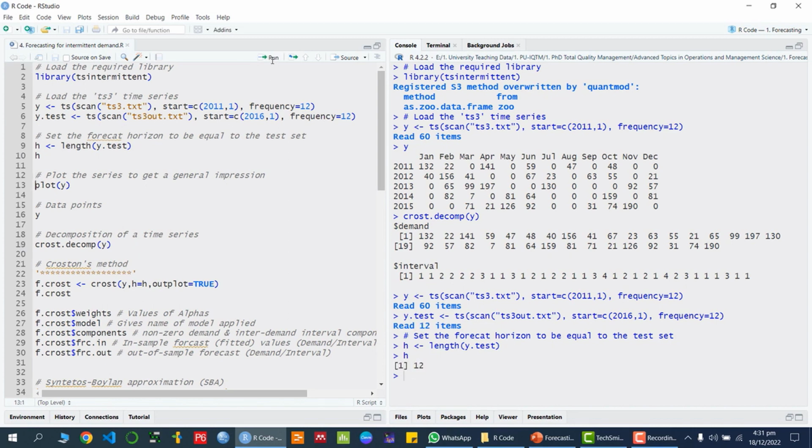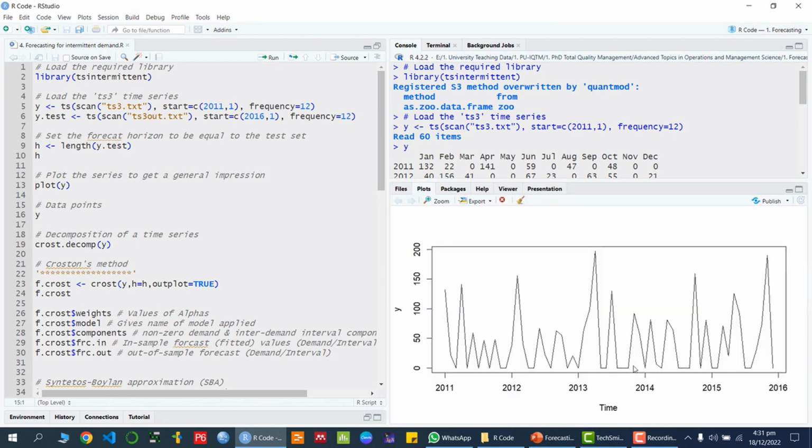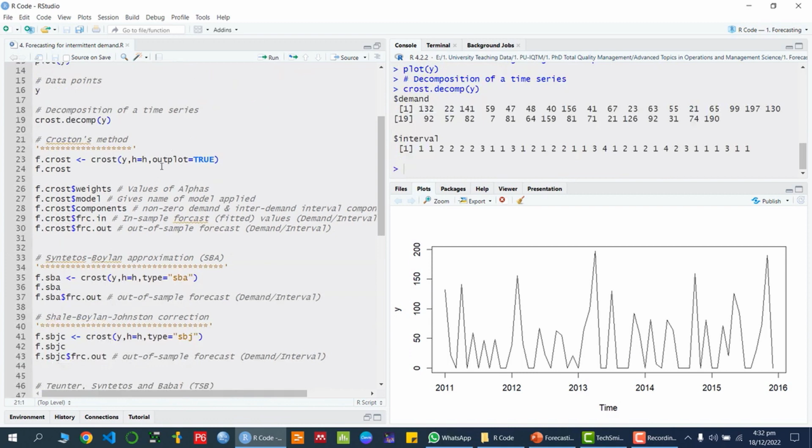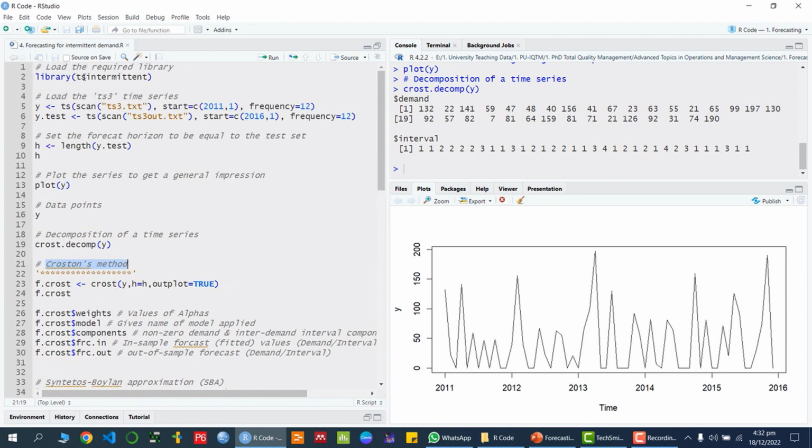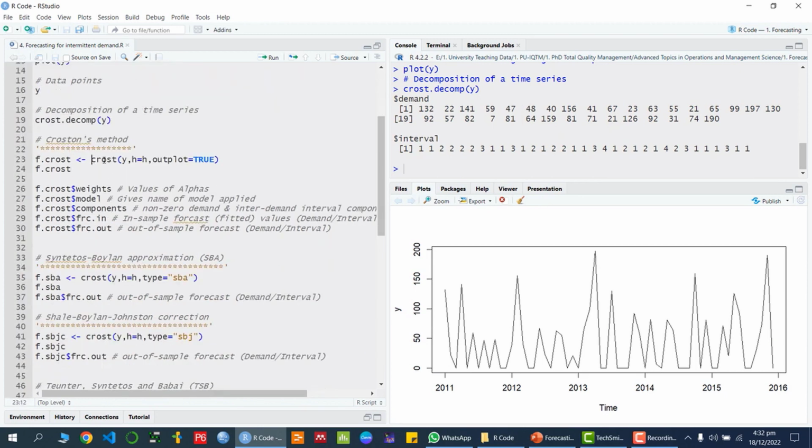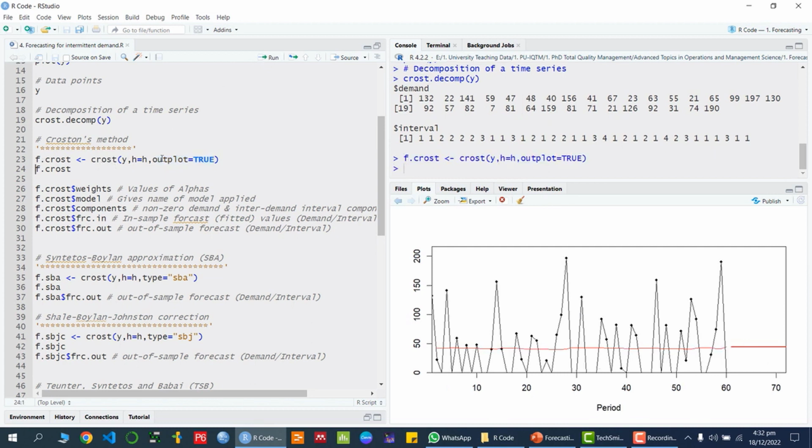And then we are plotting the actual data, which is y. As you can see, this is the intermittent demand, which we have seen over here as well. And as we have decomposed it, now I want to predict. So we can apply the Croston method from the package tsintermittent. The function name is crost. Then the variable in which we have the actual data set, we are setting the forecast horizon. And then we are also saying to plot this forecasted value. So if I run this command, we have stored it into the variable called f.crost.